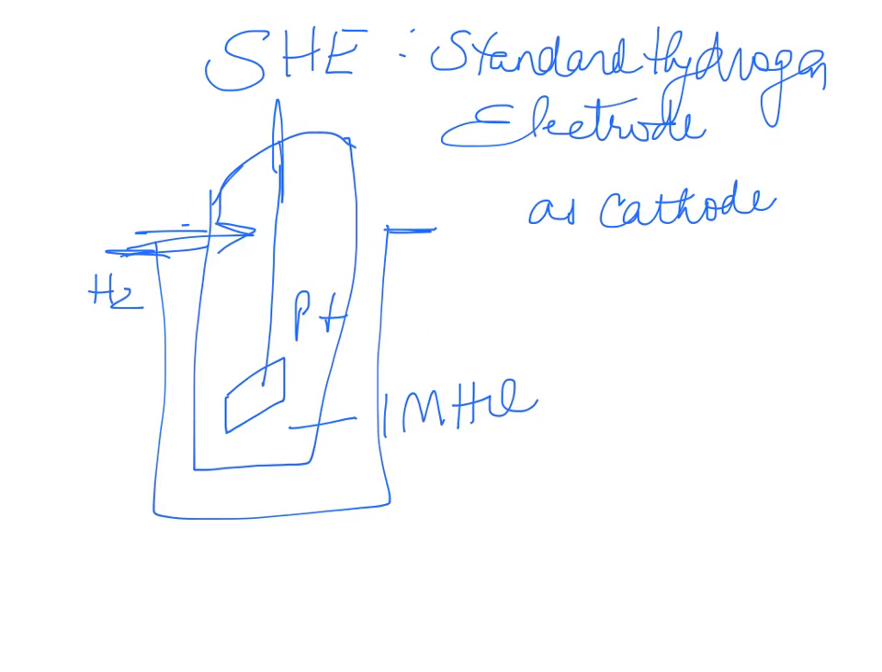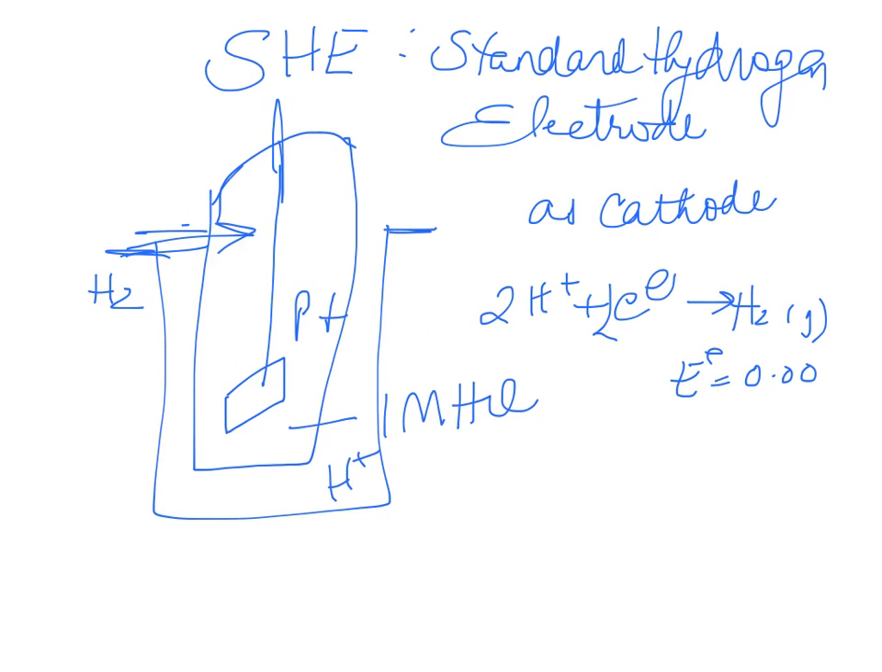That means the H plus in the acid is going to accept 2 electrons, and it's going to generate H2 gas. And we are saying that the E naught for this is 0.00 volts. Now, if we connect the SHE to an electrode of another cell that we are interested in determining the potential difference of.